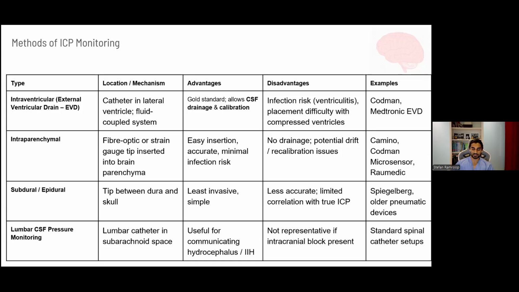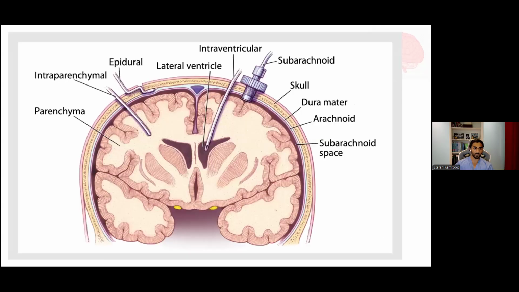But the main takeaway point here is that EVDs are currently the gold standard for accuracy and also a therapeutic option as well. This image basically just shows you how the different probes look. So you can see one placed in the subarachnoid space, one placed in the ventricles or the lateral ventricle, in the epidural space, and then intraparenchymal as well too.